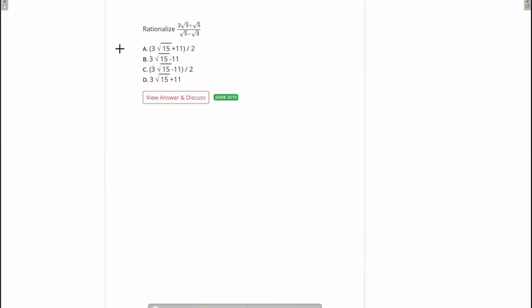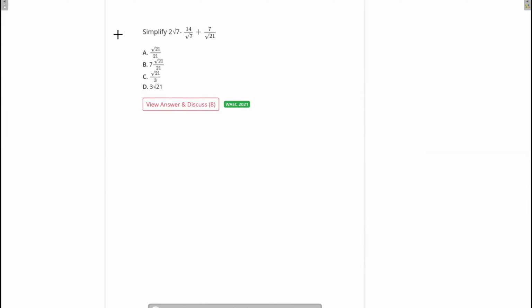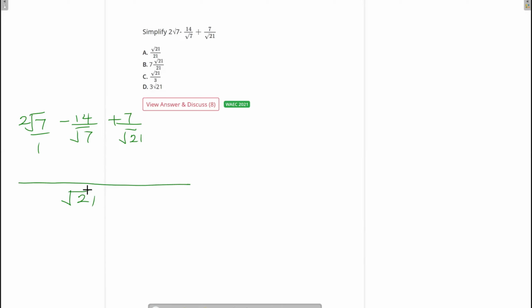The next one is also rationalization. This one says simplify 2 root 7 minus 14 over root 7, plus 7 over root 21. Now this is for LCM. So we try to find the LCM of these. Just ignore the root for some time. You see that 21 and 7, the LCM is 21. So the LCM of this is 21, and 21 over 21 is 1. So we now have 2 root 7 times 21.